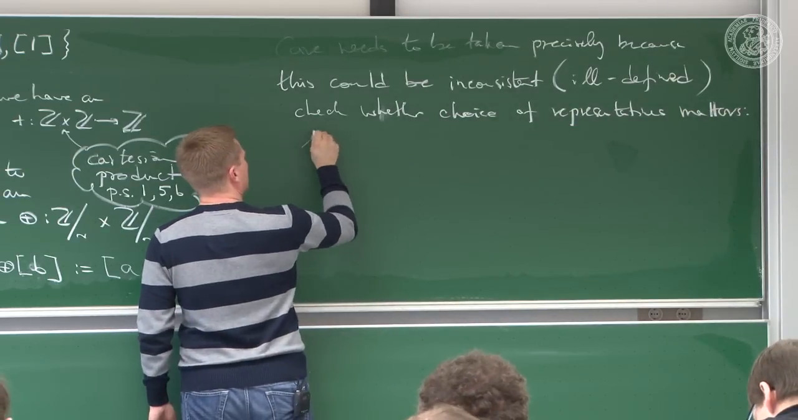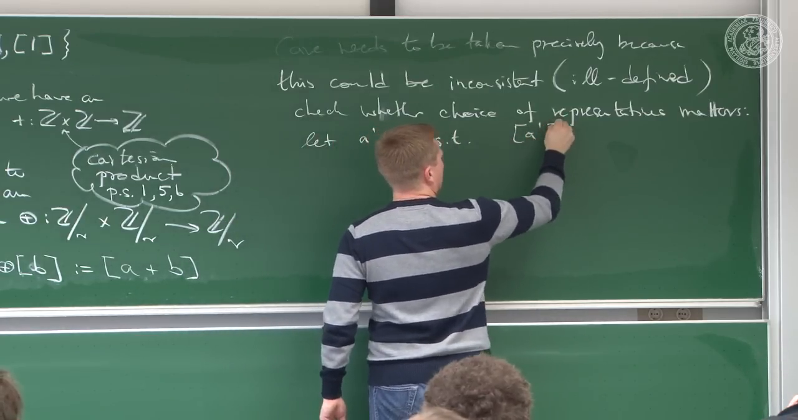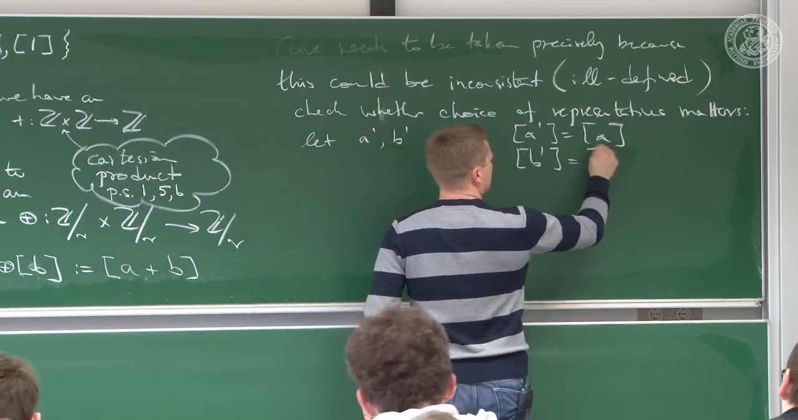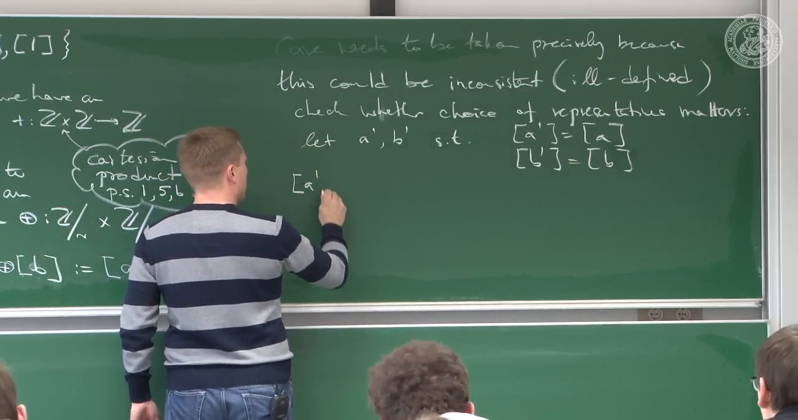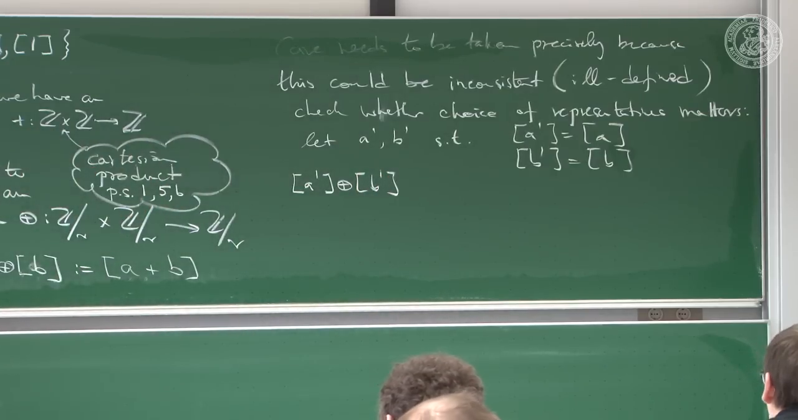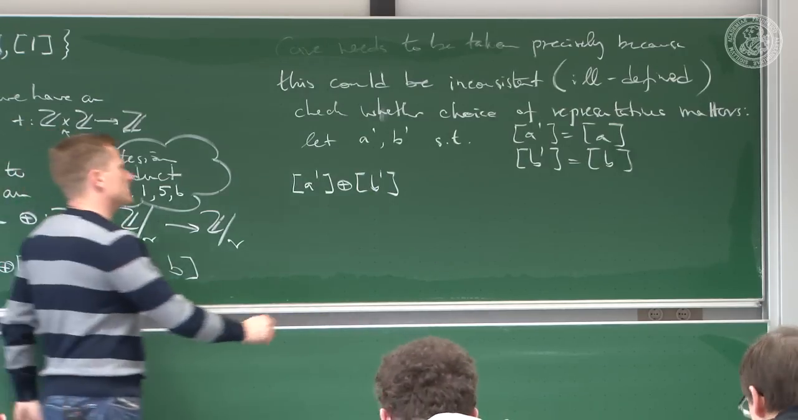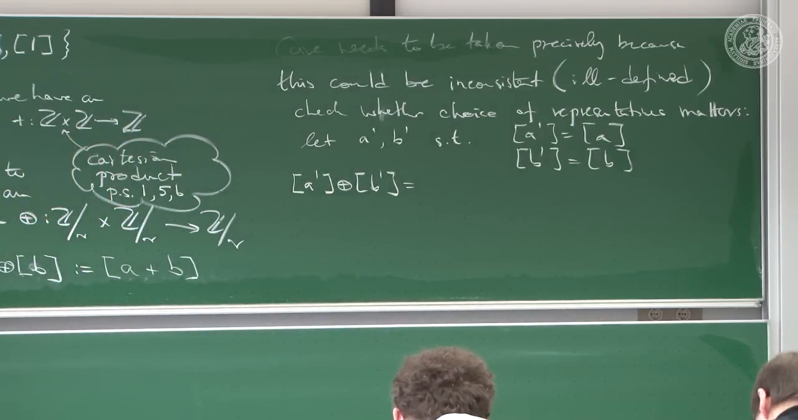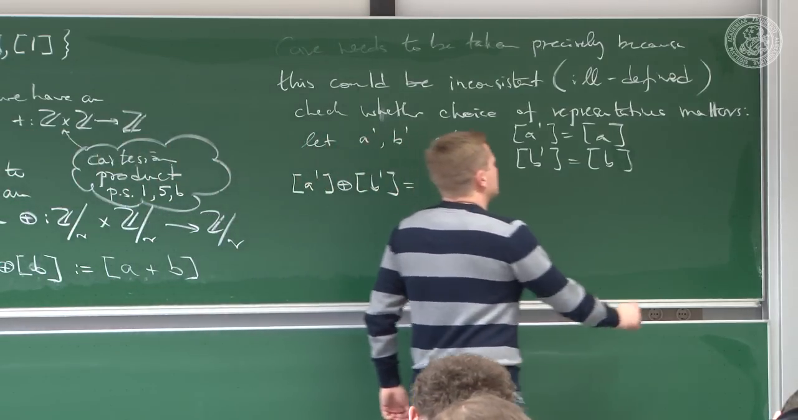Well, let A prime and B prime be such that A prime represents the same class as A does, and B prime represents the same class as B does. Then certainly we hope to be able to prove that with the such defined circ addition on the quotient set, we get the same result, so we write a string of equal signs, as if we added up the equivalence classes of A and B. So let's see what this means.